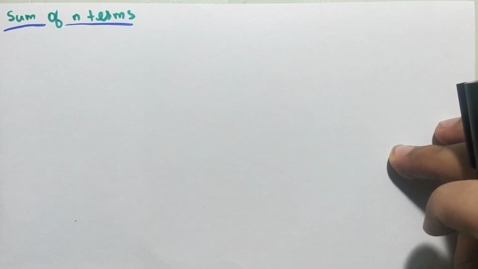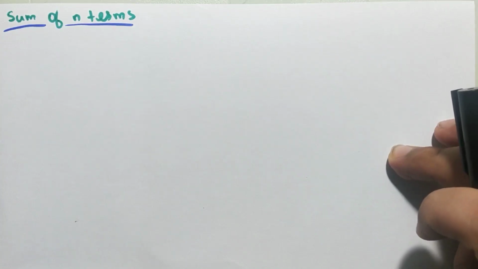Our today's topic is from chapter number 5, Arithmetic Progressions, 10th standard NCERT textbook. The topic is sum of n terms of an AP. Sum of n terms of an AP.